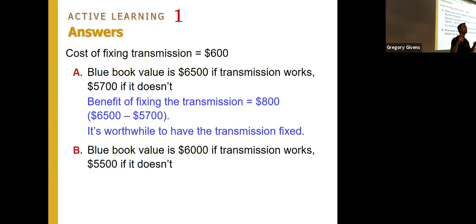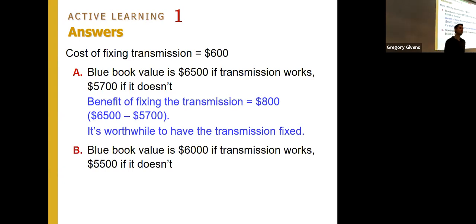Notice, Sean, what doesn't matter here. The $1,000 that you've already spent fixing up the car earlier, right? That's more or less a sunk cost. What matters for your decision making in the moment is just whether the marginal benefit exceeds the marginal cost.